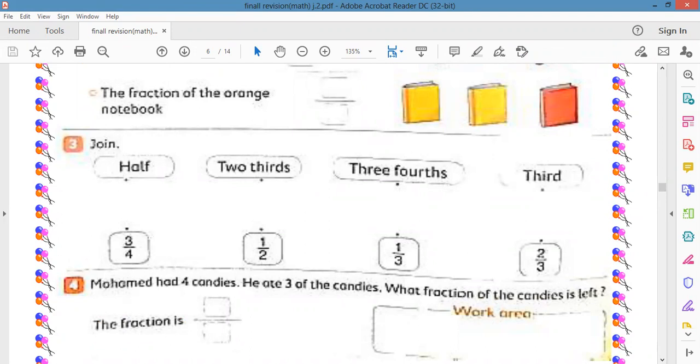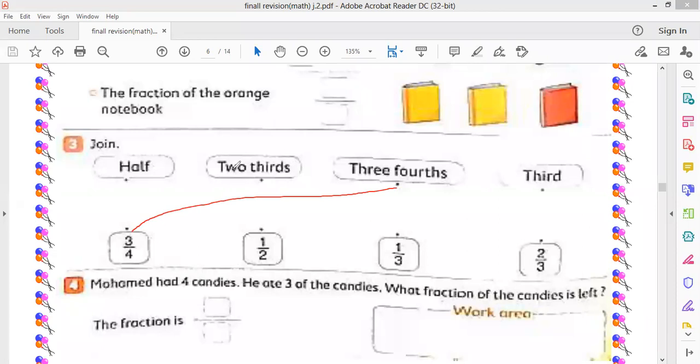Question number 3, join. We have here, this is called what? 3/4 or 3/4. Where's 3/4? Okay. And half here, third here, 2/3 here.